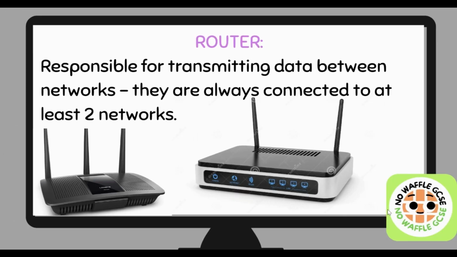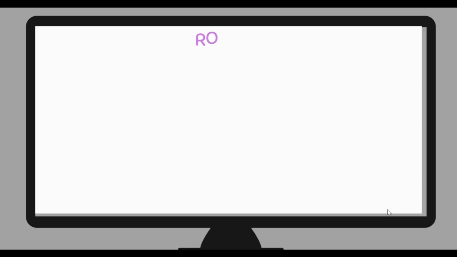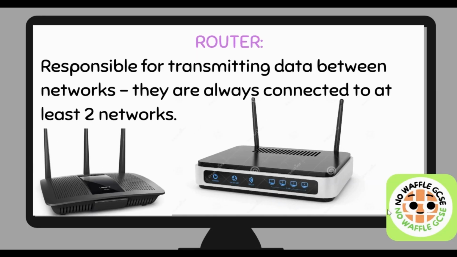Now, a router is responsible for transmitting data between different networks. So we saw just back there that when we have a switch, this is connecting devices within a local area network, whereas a router is actually connecting the local area networks themselves, and they're always connected to at least two networks. For example, if you wanted your internet and your Bluetooth or your Wi-Fi, etc.